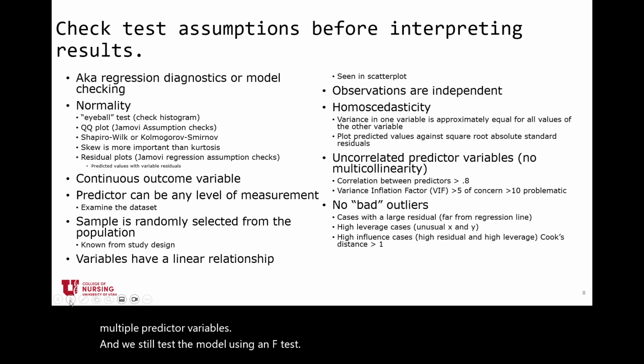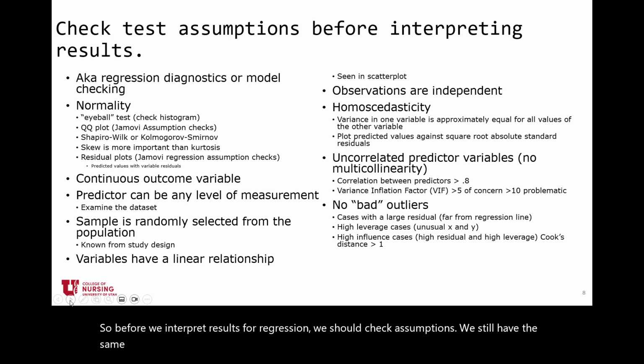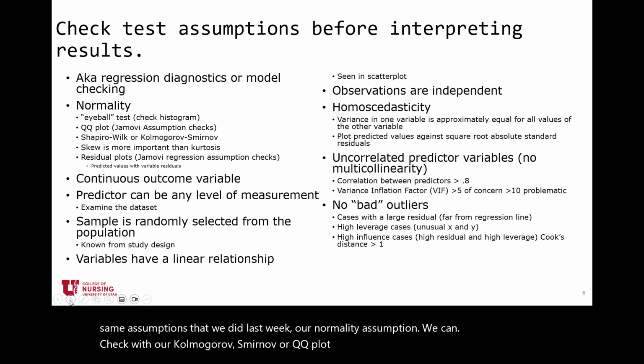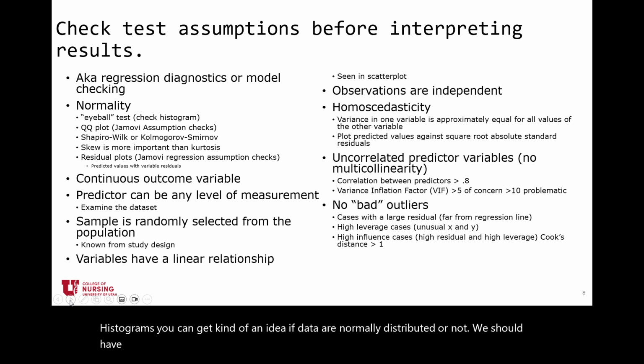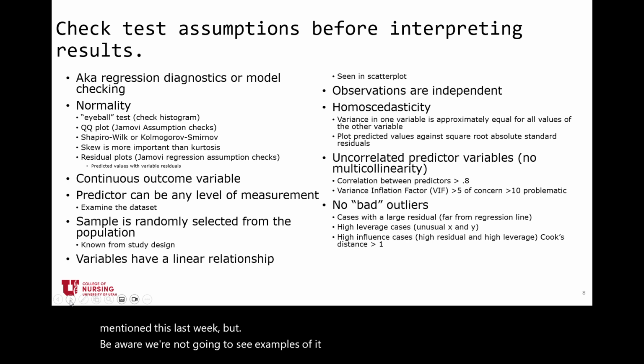So before we interpret results for regression, we should check assumptions. We still have the same assumptions that we did last week. Our normality assumption, we can check with our Kolmogorov-Smirnov or our QQ plot, or also histograms. You can get an idea if data are normally distributed or not. We should have a continuous outcome variable. Predictor can be any level of measurement. I think we mentioned this last week, but be aware, we're not going to see examples of it, but any level of measurement.